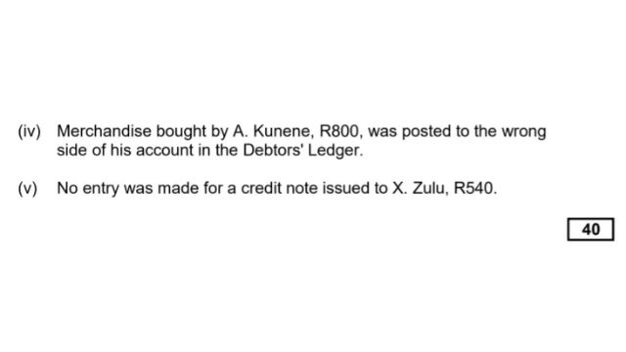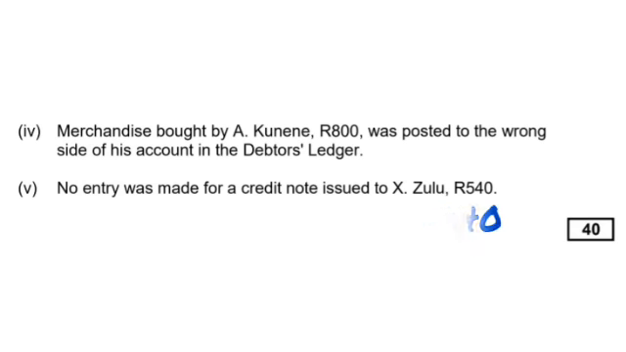And then the last one is no entry was made for a credit note issued to X Zulu for 540. So that means if no entry was made, it means even in our books it wasn't made. It wasn't made for his account, it also wasn't made in our books. So that means we need to make sure that we make that entry. And since it's a credit note, it means he was returning something, and that means he no longer owes us that 540, so we need to subtract it. We are subtracting it not because he paid it, but because he's no longer owing it to us because he returned the goods.